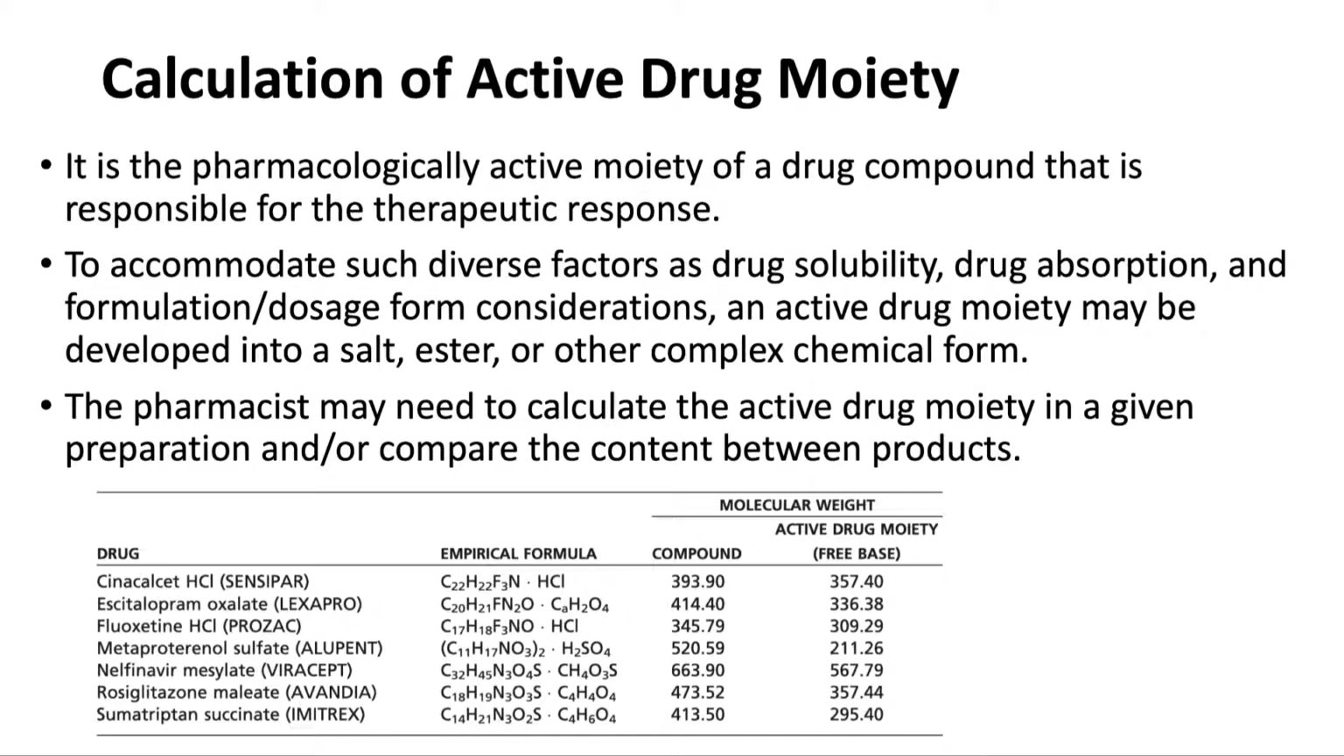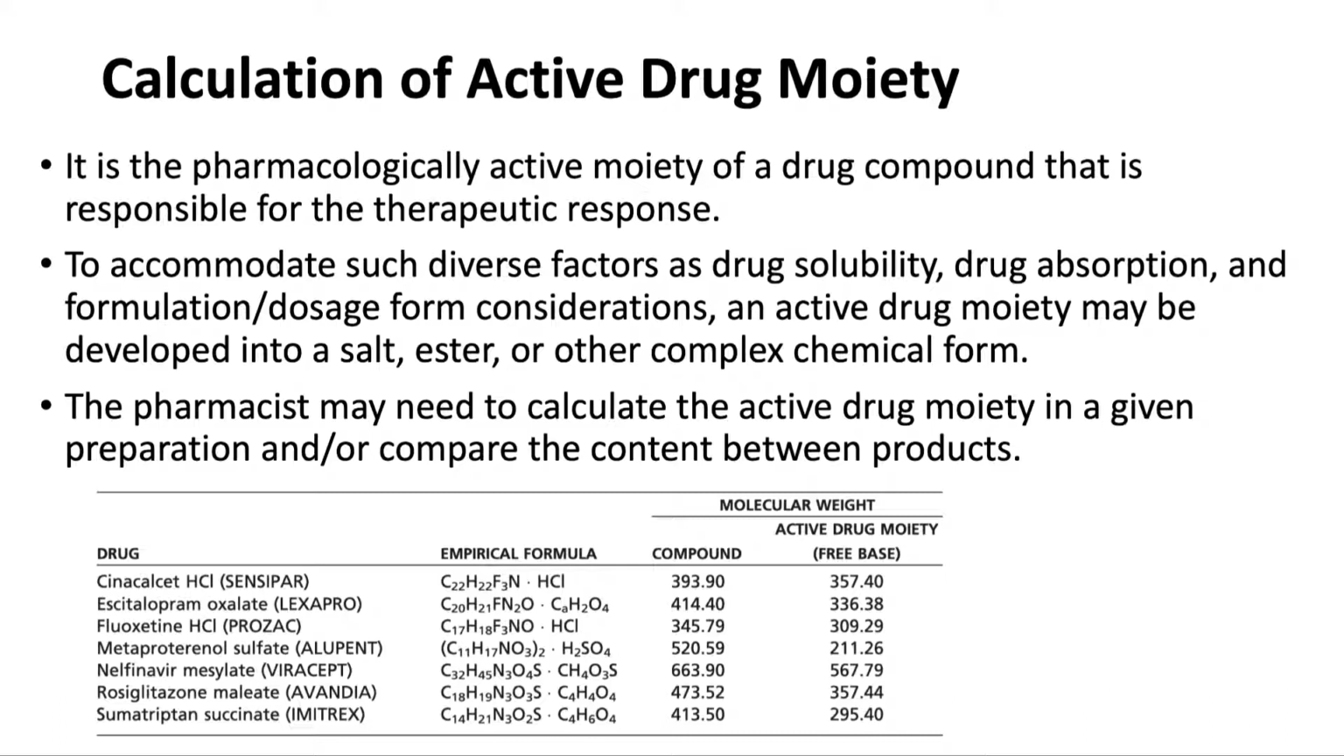So, for example, hydrochloride is HCl, okay? Oxalate is C2H2O4, and you can see the formulas there. So, anyways, you can kind of see the additional part of the compound added to the moiety. And then lastly, you can see the weight of the compound is heavier than the weight of the active drug moiety, or what is oftentimes referred to as the free base.